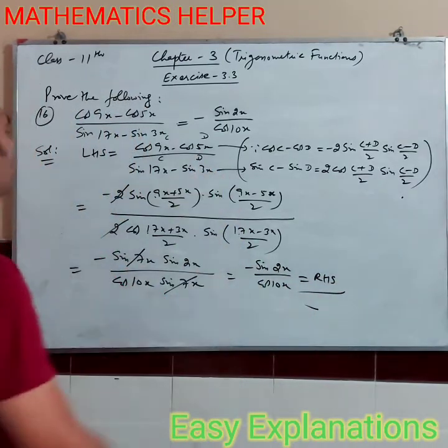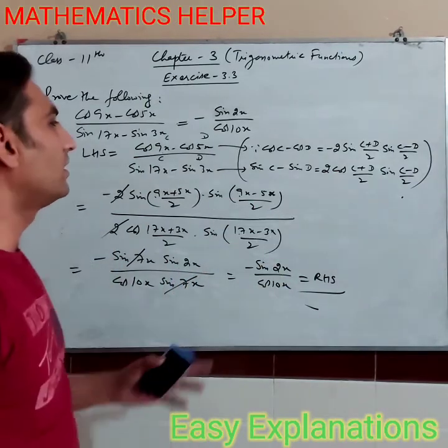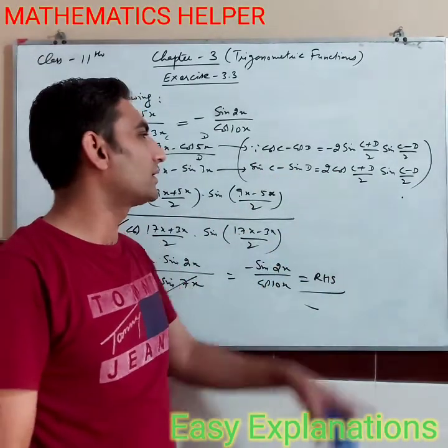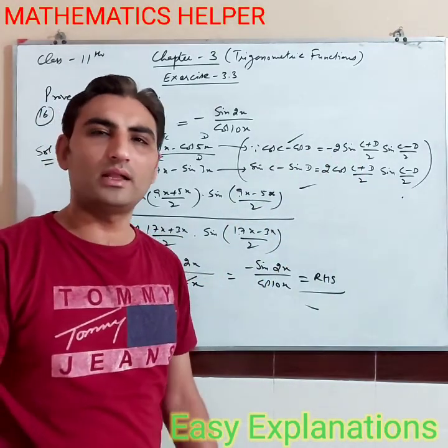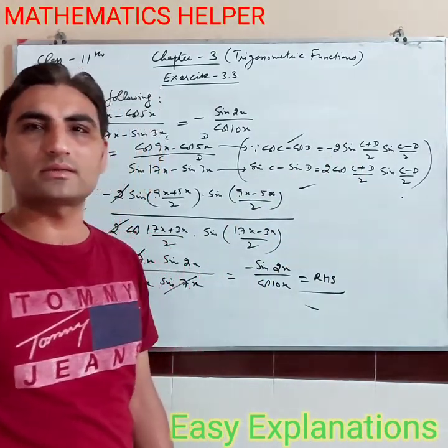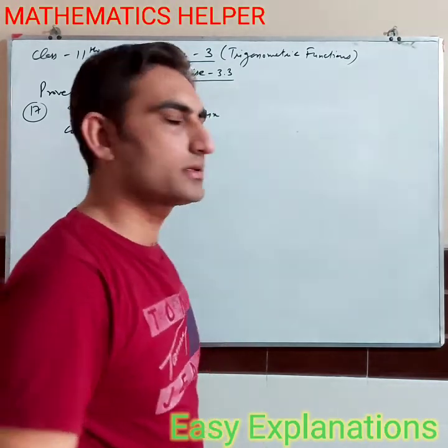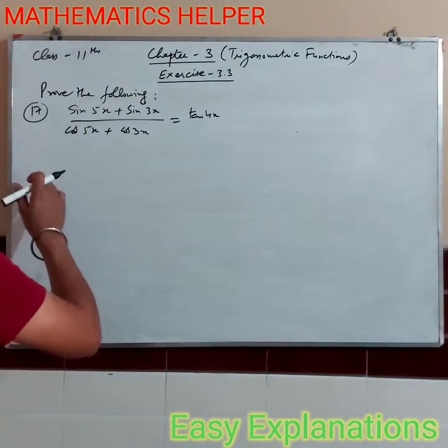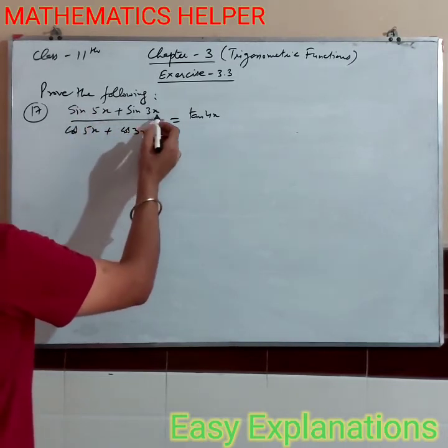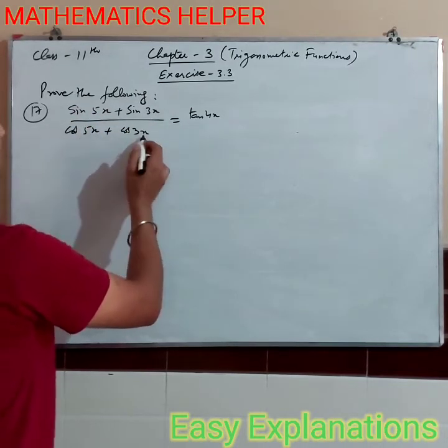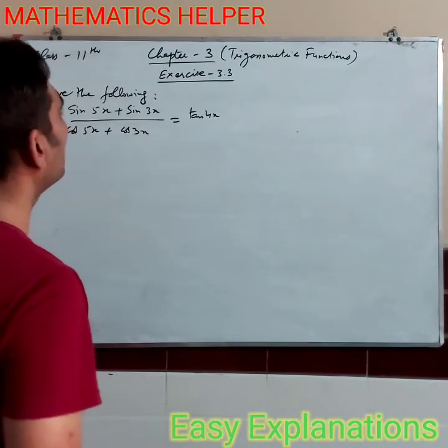side of this equality. This was the easiest one, but the main thing which you have to remember is formulas. If they are with you, you can handle any question. See what is given next. Question number 17 is almost the same as question number 16. Here we have a situation like this: sin 5x plus sin 3x over cos 5x plus cos 3x equal to tan 4x.